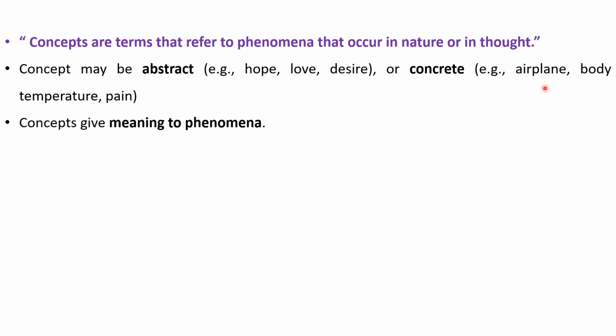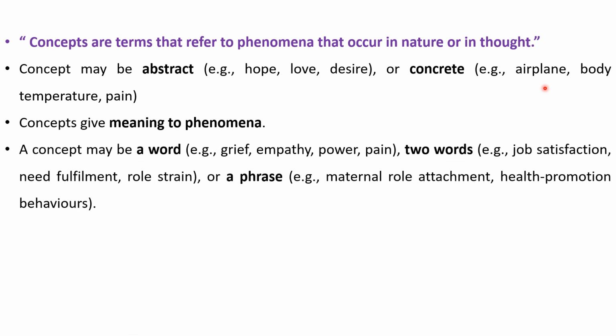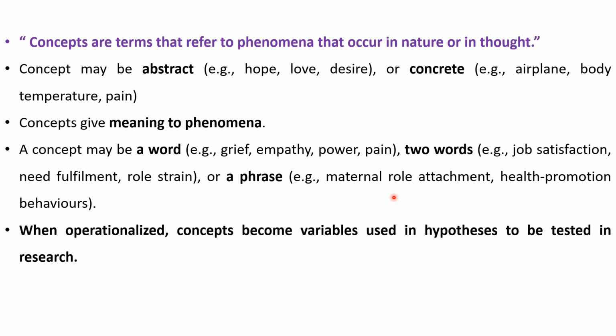Concepts give meaning to a phenomenon. A concept may be a word, for example, grief, empathy, power, pain. A concept can be two words, for example, job satisfaction, need fulfillment, role strain. Or a concept can be a phrase, for example, maternal role attachment, health promotion behaviors. When operationalized, these concepts become variables and can be used in hypotheses to be tested in research. Concepts can be compared to bricks in a wall.